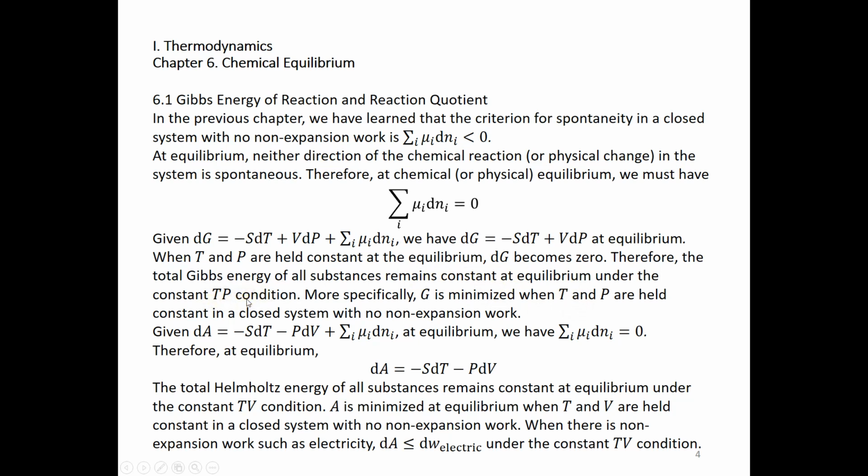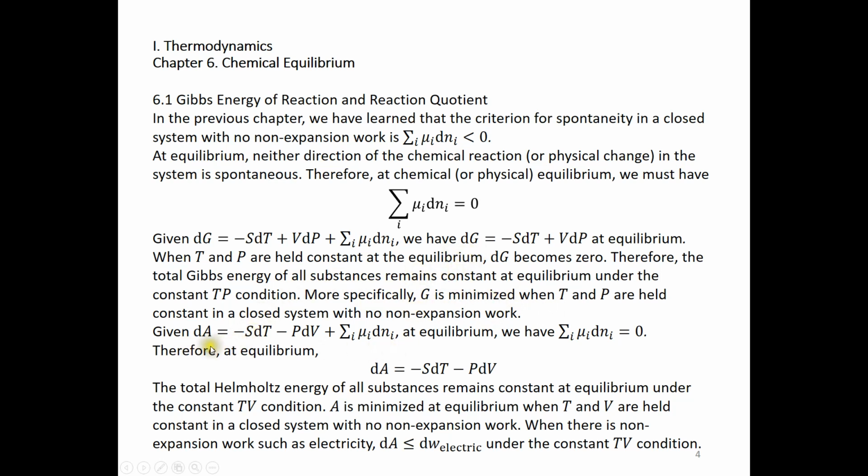So when do we know the chemical equilibrium has been reached? Well, if it's constant temperature and constant pressure, we know this chemical reaction reaches the equilibrium when dG is 0. More specifically, G has been minimized when temperature and pressure are held constant in a closed system with no non-expansion work when this chemical reaction reaches equilibrium. So again, at equilibrium, G is minimized. Since it's minimized already, dG is 0.